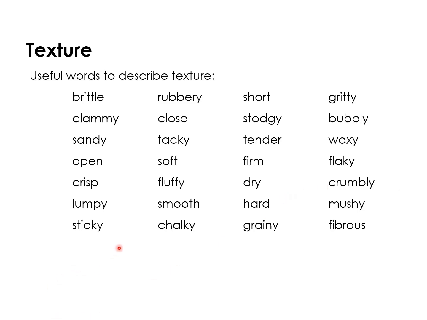Sticky texture. It is a texture that adheres to surfaces, often associated with foods like honey, caramel, and rice. Chalky. That is a dry, powdery texture that leaves a residue in the mouth. It is often found in some types of cheese or unripe bananas. There is this chalky feeling that remains as a residue in the mouth.